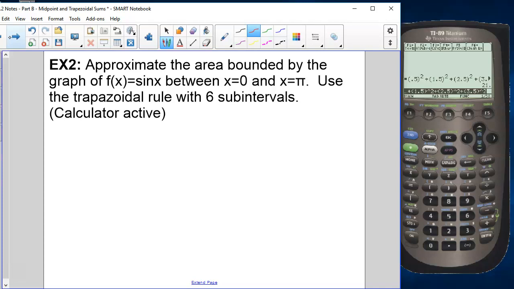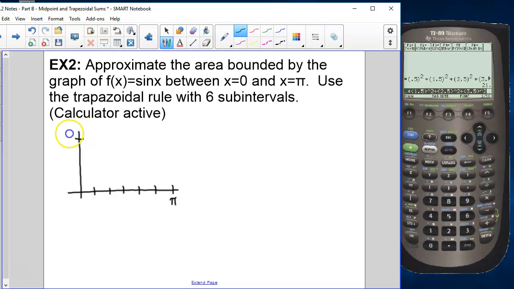If we think of sine x, we're going from 0 to pi. Let's sketch a graph to help us out here. I'm going to go ahead and put 1, 2, 3, 4, 5, 6. This will be pi right here. I put 6 tick marks because they told me that we have 6 subintervals.